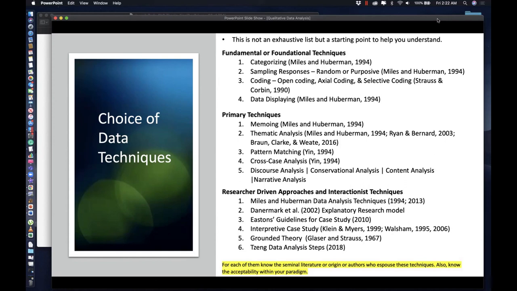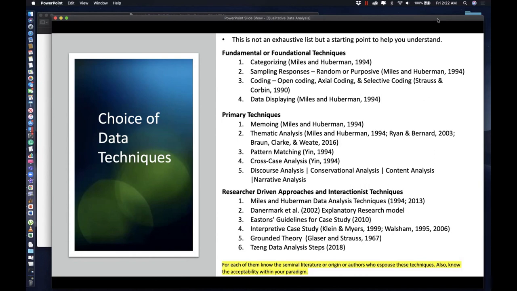There are different types of coding. Strauss and Corbin talk about open coding, axial coding, and selective coding. All of these are different types of coding and they are in a hierarchy. So as you do open coding, then you move on to axial coding, then you move on to selective coding. Then you have got data display, which is also a technique coming from Maus and Human. So Maus and Human, at the foundation level, suggest a number of different types of techniques.